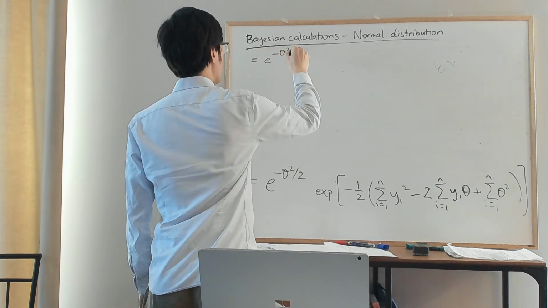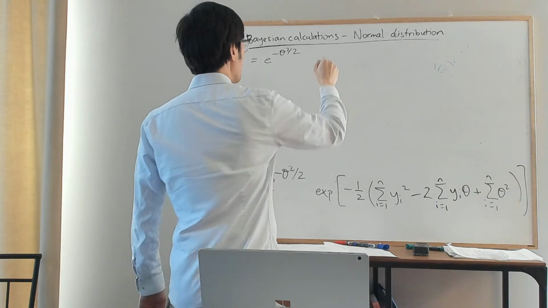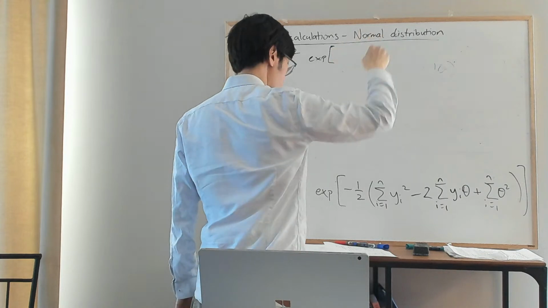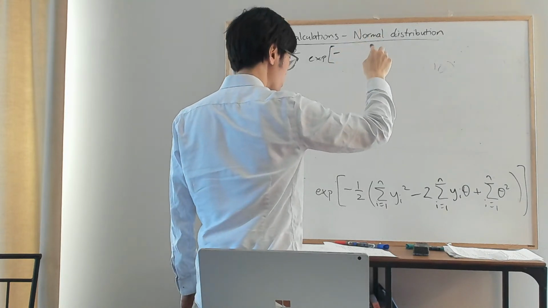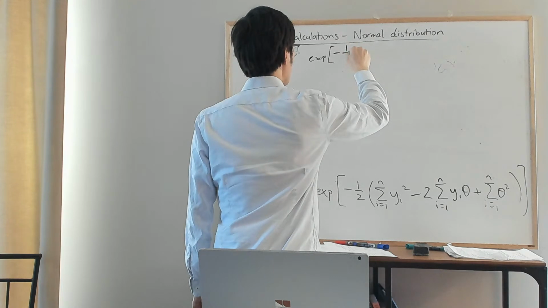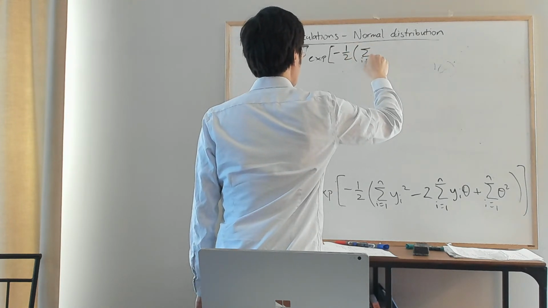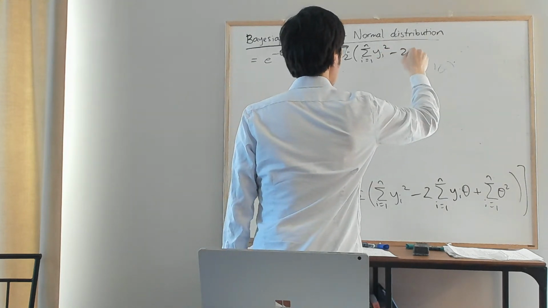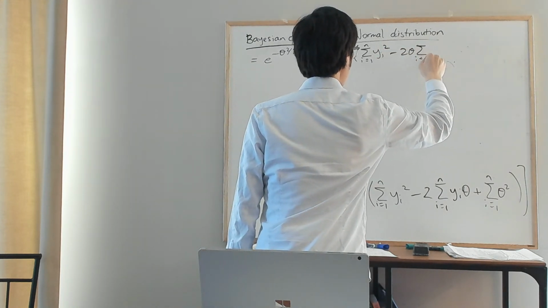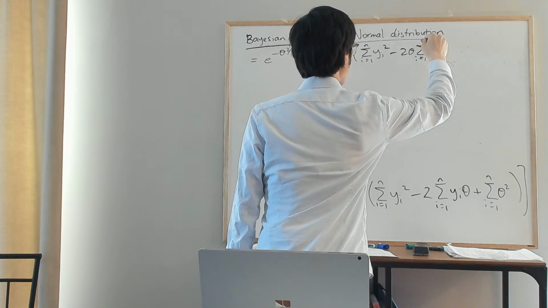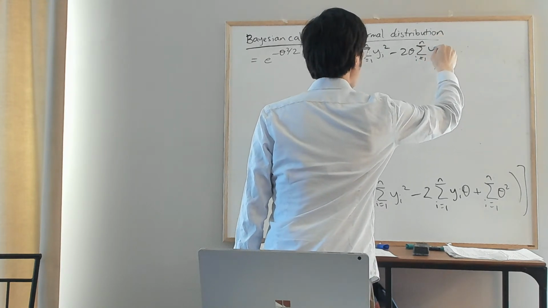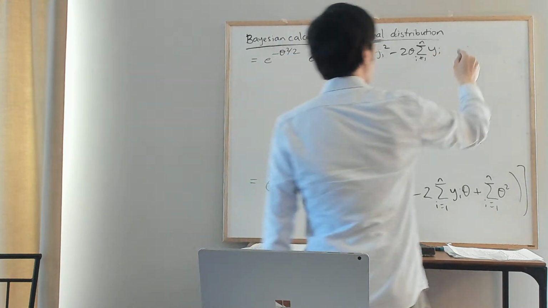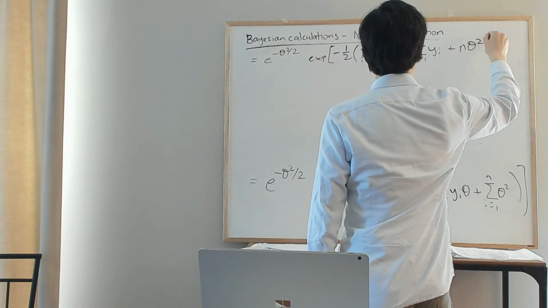So let's continue up here. e to the minus theta over square root 2. And then here, after my first set of simplifications, I have minus a half, sum of yi squared, minus 2 theta sum of yi, and then plus this n theta squared.